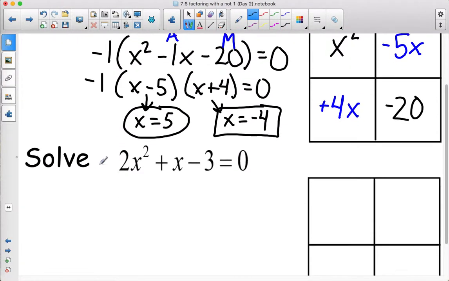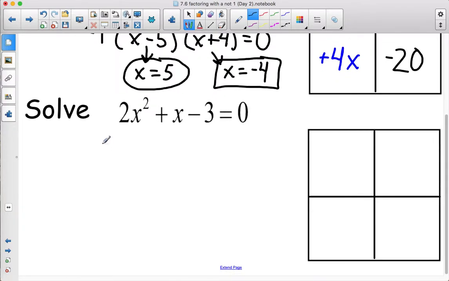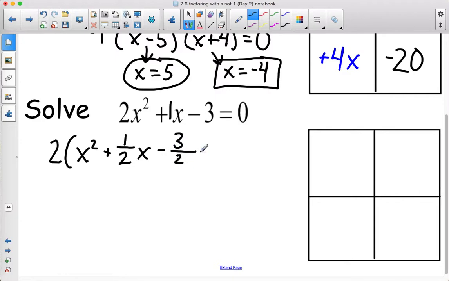Second one. So this is really going to tie together what we did yesterday and what we did in the prior chapter. So I have a 2 out front, and so I need to divide a 2 out from everything so I get back to a familiar situation. But if you realized 2 is not going to evenly divide all of these pieces, so I'm going to need to use some fractions in the table to help me keep everything organized. So I divide out a 2, and then I have x squared plus 1/2 x minus 3/2 equals 0.